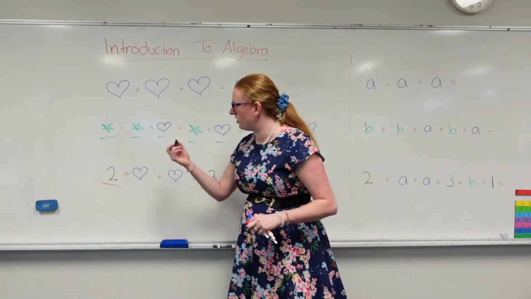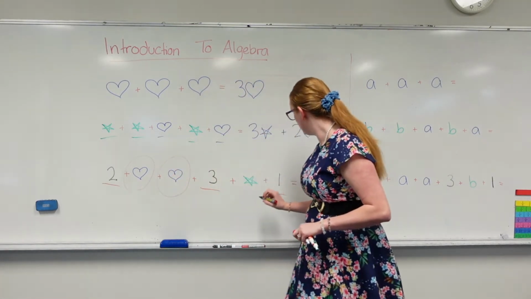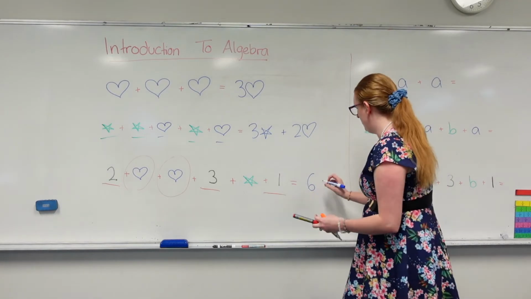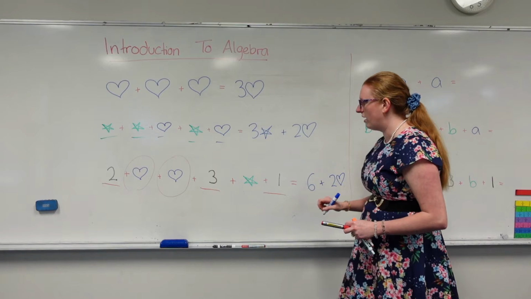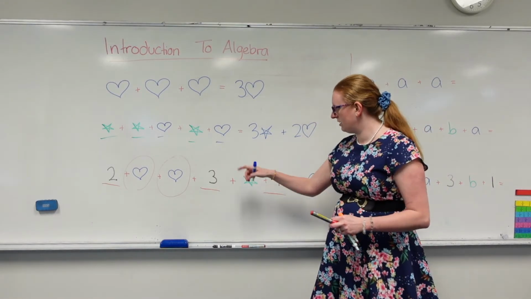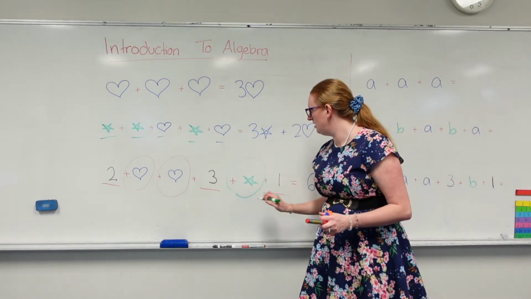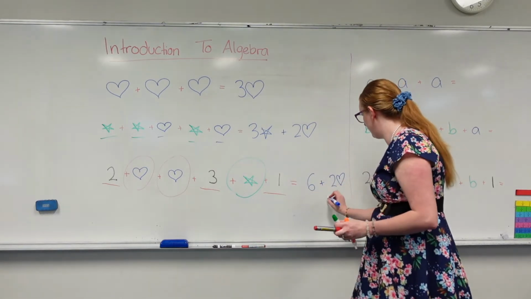So I'll circle those in red. So I've got a love heart here, a love heart here. How many love hearts do I have? I've got 2. So I write plus 2 hearts. Okay, and then lastly, I've got one single, where's my green texter? I've got one single star, so I'm just going to put a plus star at the end.